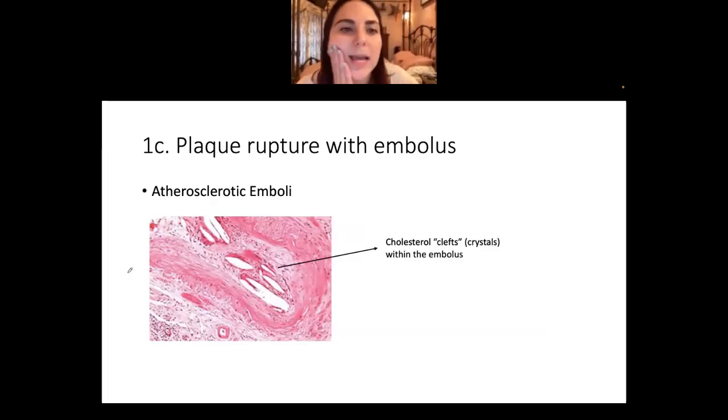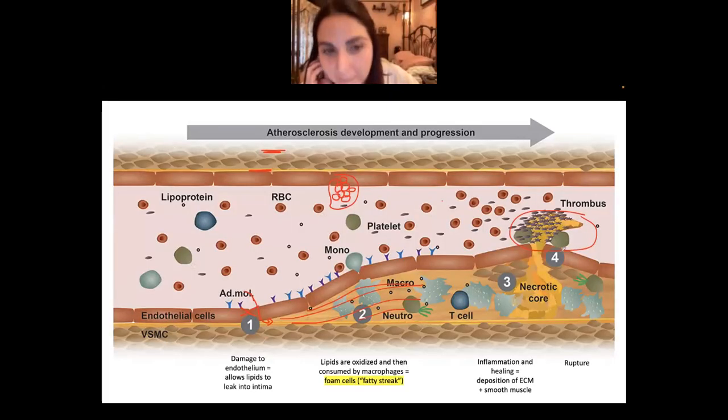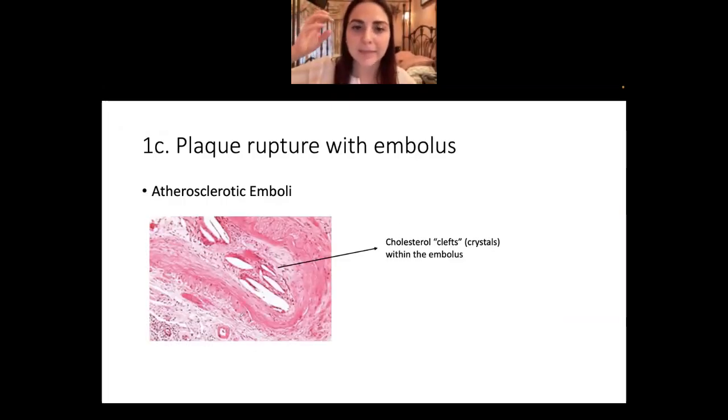Here is a plaque rupture with embolus. They can totally show you this slide and ask, what is this a slide of? This is an atherosclerotic embolus. So let's say you had this in the heart, but it didn't form a thrombus. It actually broke off and embolized and went up to the brain. And then they find it in the brain, literally from a cross section of the brain.